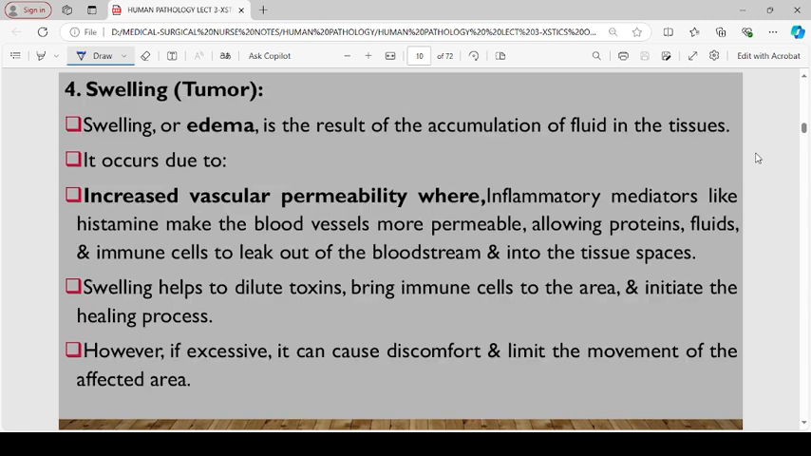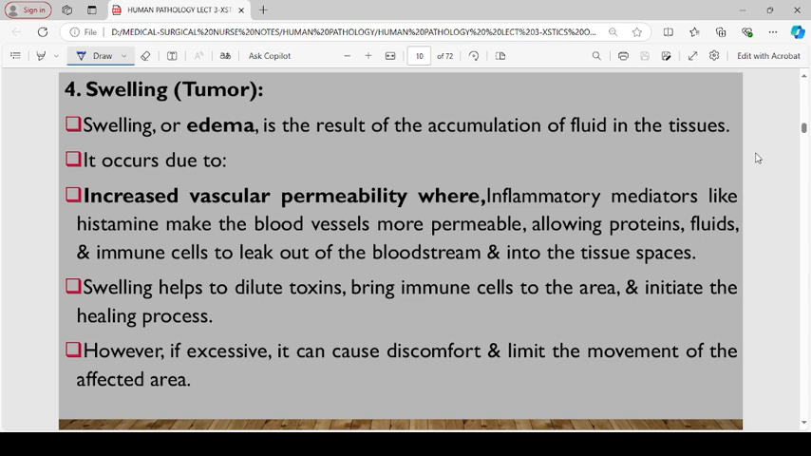The fourth cardinal sign of inflammation is swelling or edema, and it normally results from accumulation of fluid in the tissues. It could occur because of several reasons. We have the first one, when we have increased vascular permeability, where inflammatory mediators like histamine make the blood vessels more permeable, and this normally allows proteins and fluids and immune cells to leak out of the bloodstream into the tissue spaces.